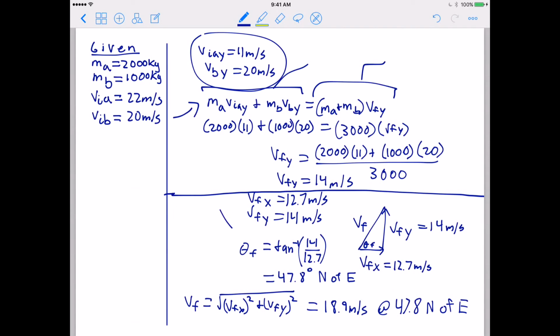Now that we have both of the v finals for the x direction and the y direction, we can use those in a triangle to find the angle. The final angle would be the inverse tan of 14 over 12.7, which comes out to be 47.8 degrees north of east. Now to get the v final, we use the Pythagorean theorem, and when we plug in the values, we get 18.9 meters per second for the magnitude of the velocity, at 47.8 degrees north of east.